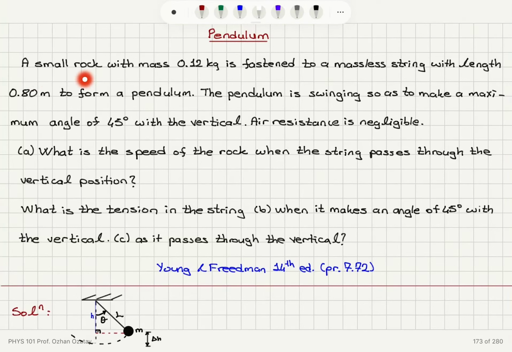Pendulum. A small rock with mass 0.12 kilograms is fastened to a massless string with length 0.8 meters to form a pendulum. The pendulum is swinging so as to make a maximum angle of 45 degrees with the vertical. Air resistance is negligible. Part A: What is the speed of the rock when the string passes through the vertical position? Part B: What is the tension in the string when it makes an angle of 45 degrees with the vertical? Part C: What is the tension as it passes through the vertical?